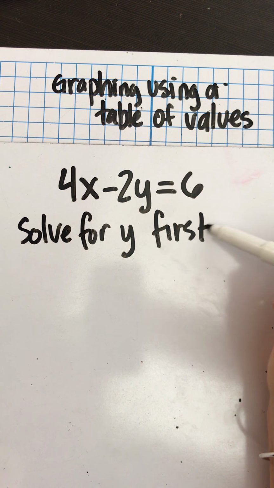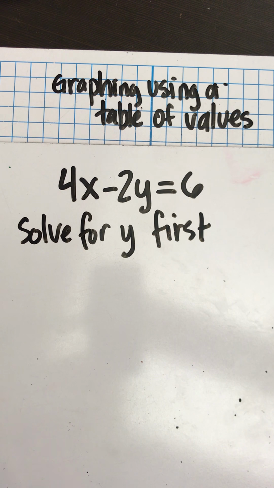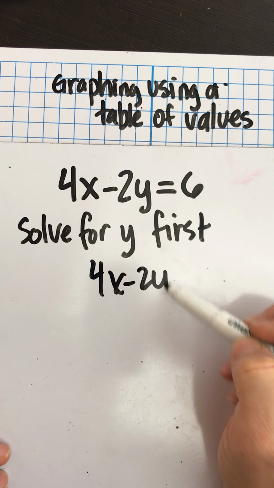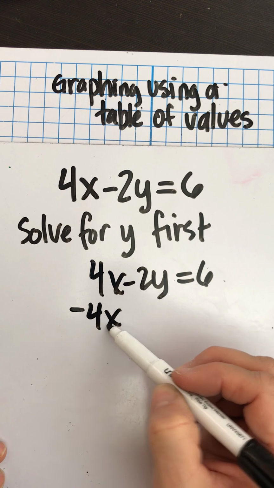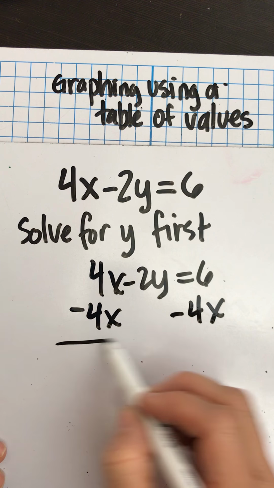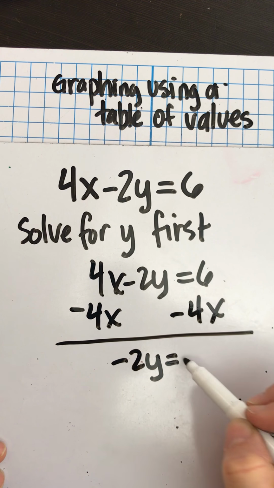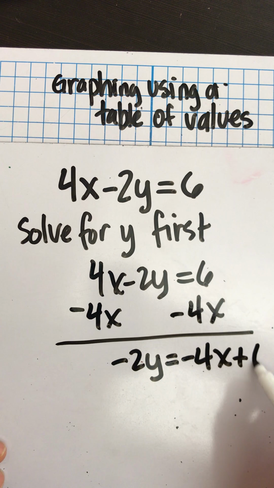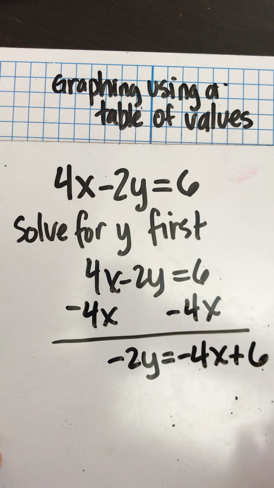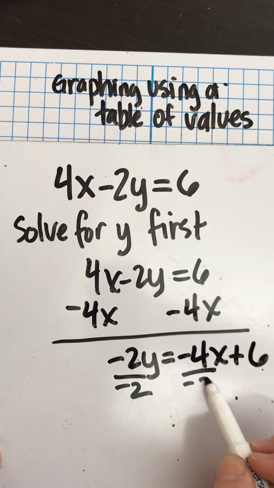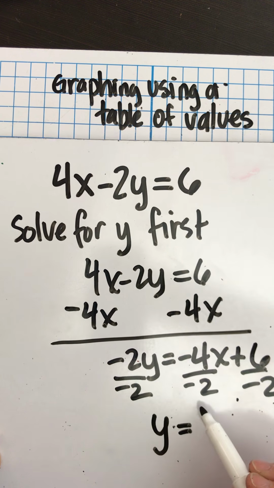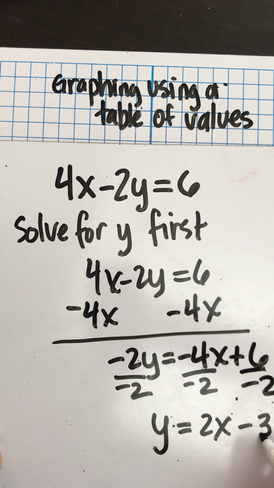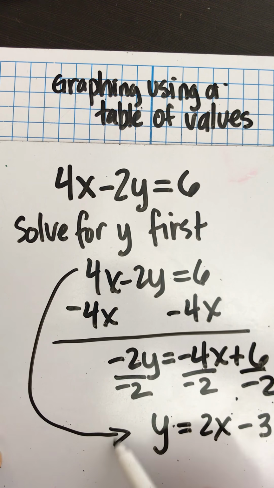Now that's going to take it out of standard form, but when you're putting it into a table of values, it makes it so much easier. So what does 4x minus 2y equals 6 look like when we solve it for y? Well, the first thing is we have to move this 4x over here. And so then we would have negative 2y equals negative 4x plus 6. We've almost solved it for y. And now we just have to divide everybody by negative 2. And so we have this equation, y equals 2x minus 3.